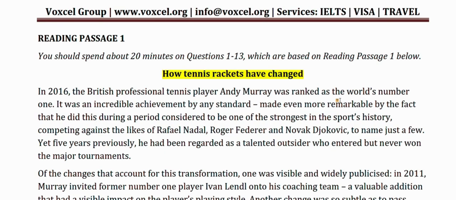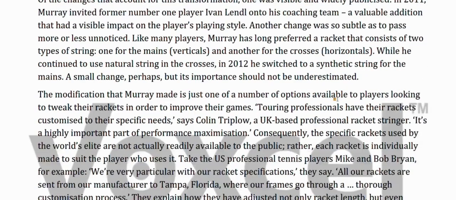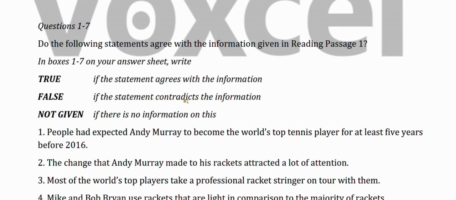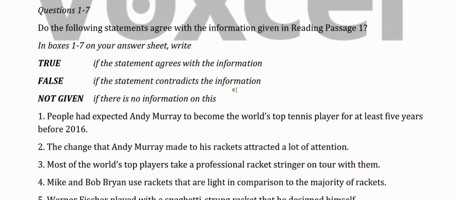After that, we do not need to read the entire paragraph. We will go straight to the first question. These are questions 1 to 7, and we have to find true, false and not given. If you haven't watched my videos on the different types of questions, you can watch them also. So let's see how we shall start these questions. True if the statement agrees with the information, false if the statement contradicts the information, not given if there is no information on this.